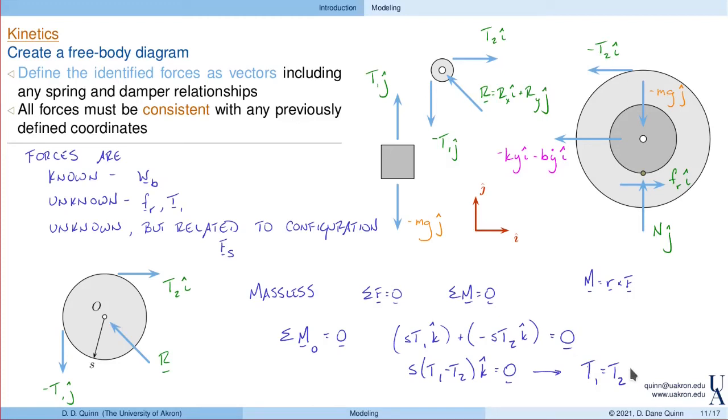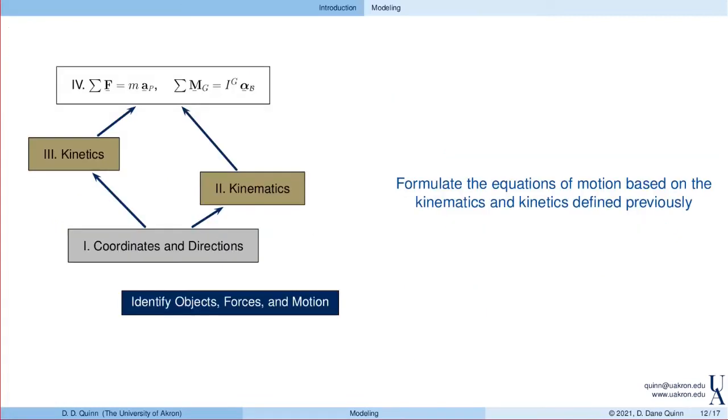So here, I'm just going to combine these. I'm just going to call this quantity T, just to indicate and emphasize that the tension acting on the block is the same as the tension acting on the top of the disk. All right, well, we've got the forces. What's next? Well, the only thing left to do is formulate the equations of motion.